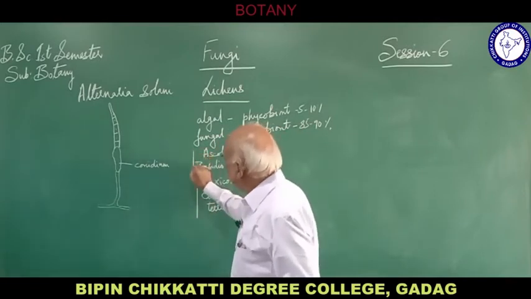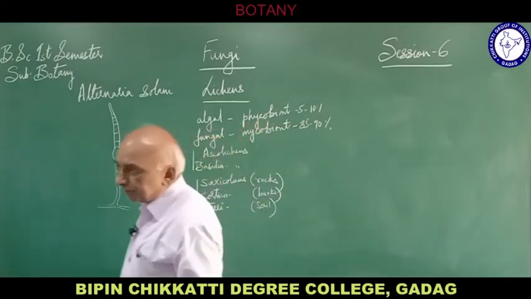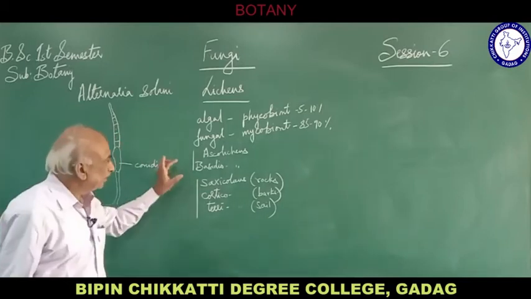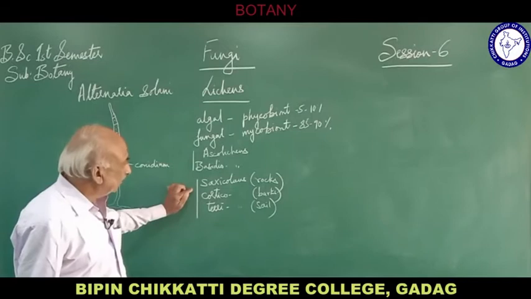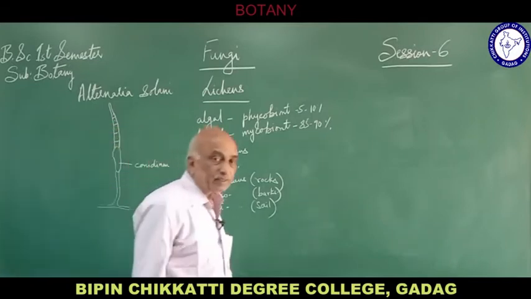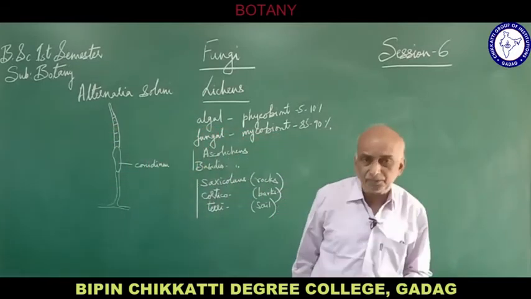This is based on the fungal component. Based on the fungal component, these are the two types: ascolichens and basidiolichens. And based on the habitat, in which part of the environment they live.